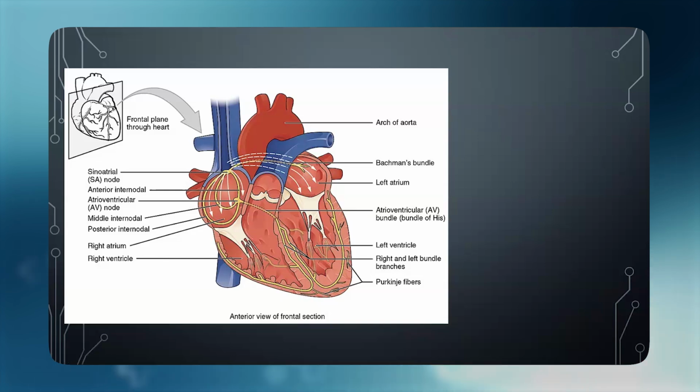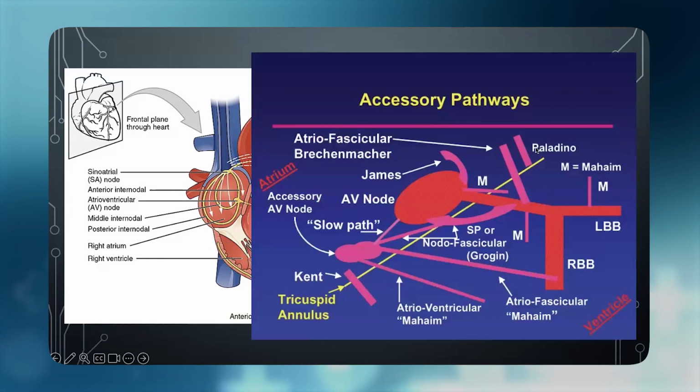The left bundle branch is larger and thicker, and these bundle branches give rise to the Purkinje fibers, which depolarize the ventricles from endocardial to epicardial. The activation is from endocardium to epicardium. So these are the other structures near the AV bundle.